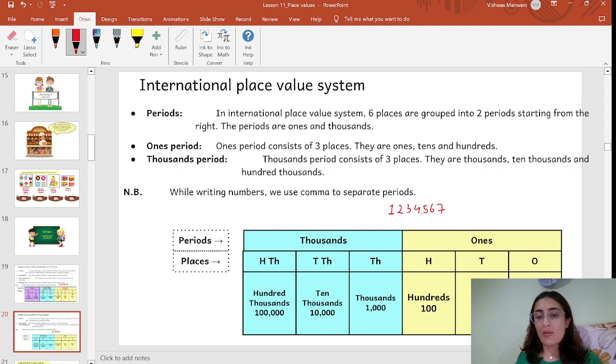So my first comma will come after the ones group, and my second comma would come after the thousands group only. But here the thousands group has three subparts. One is the 1000, second is the 10,000, and the third is the 100,000.